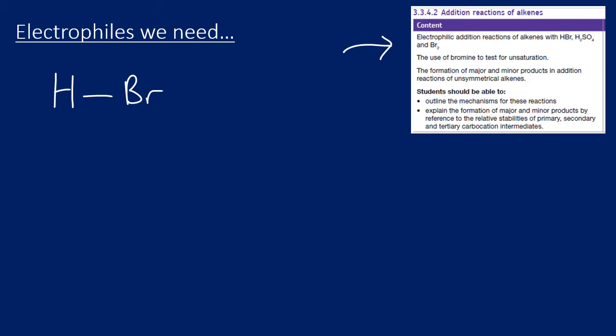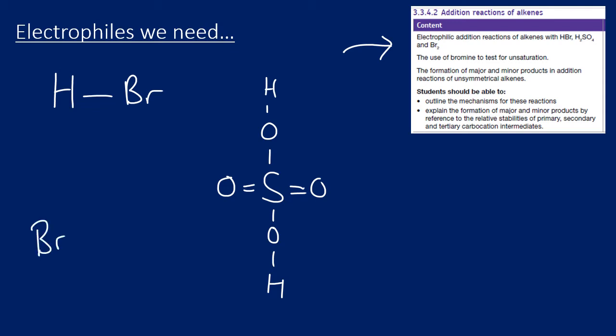It's sulfuric acid. It's sulfur with 2 double bonded oxygens and a single bond OH, and again a single bond OH. So that is the structure for sulfuric acid, H2SO4. We do need to know that structure. And also then the third electrophile is Br2. So those are our 3 electrophiles.